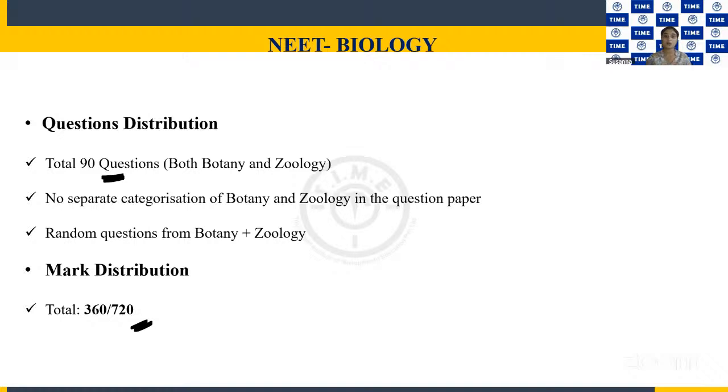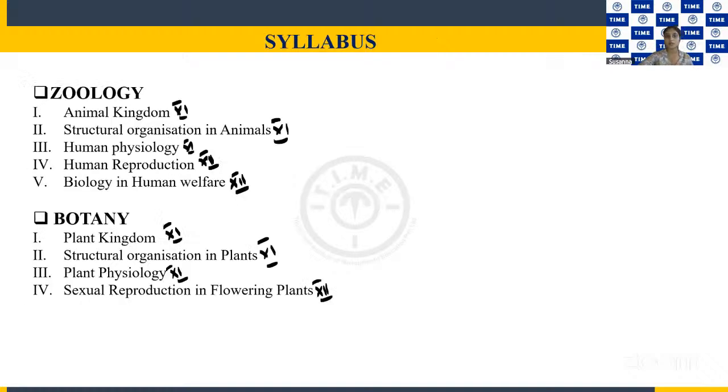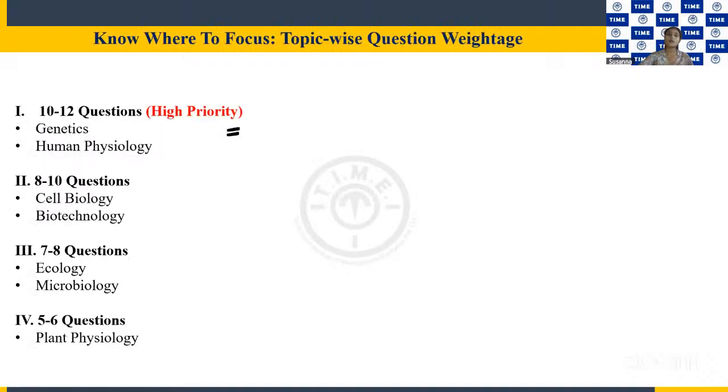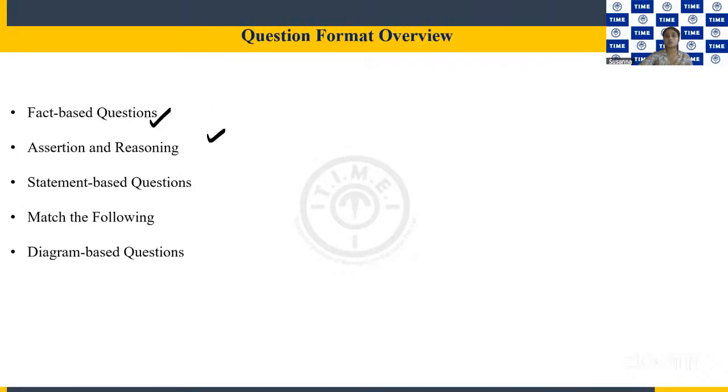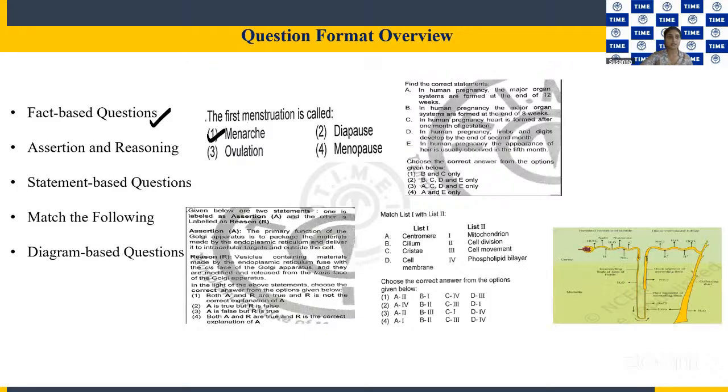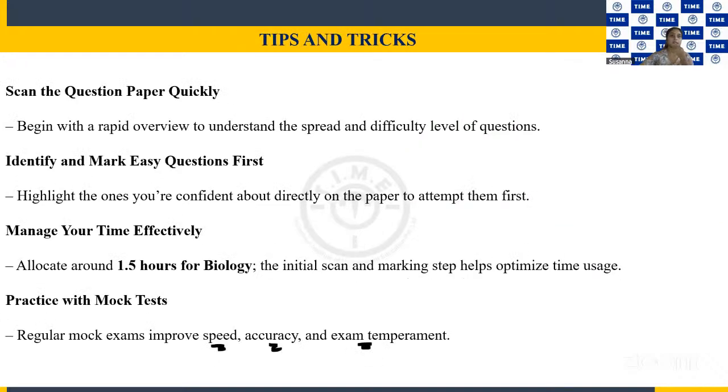Then we talked about the syllabus. I gave you a detailed view about the syllabus and the chapters in it. Then, according to the previous year analysis, the high priority areas that you need to concentrate on. Then we talked about the question format overview: different types of questions, fact based, assertion reasoning, statement based, match the following, diagram based, and how you need to go about them. Then we talked about some tips and tricks that you can keep in mind and apply while you are preparing as well as attempting the question paper.